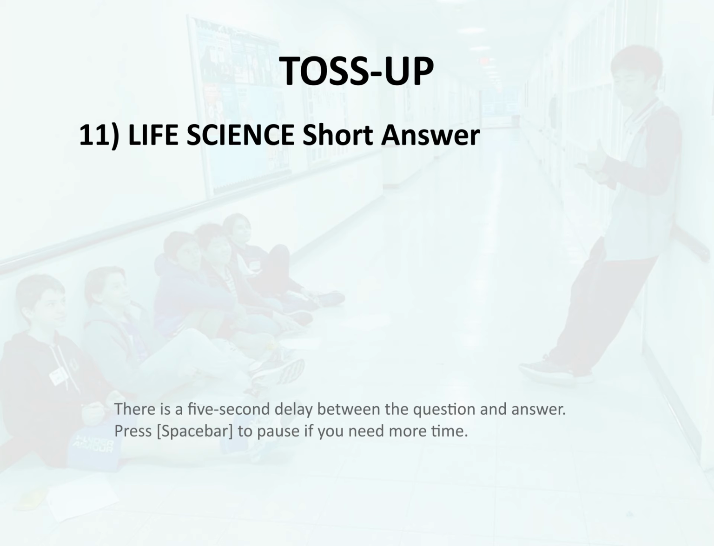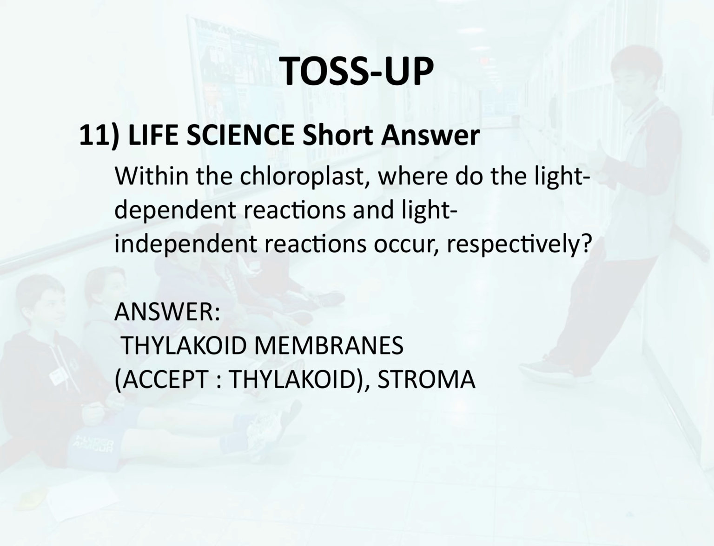Toss-up 11. Life science. Short answer. Within the chloroplast, where do the light-dependent reactions and light-independent reactions occur, respectively? Answer. Thylakoid membranes, stroma.